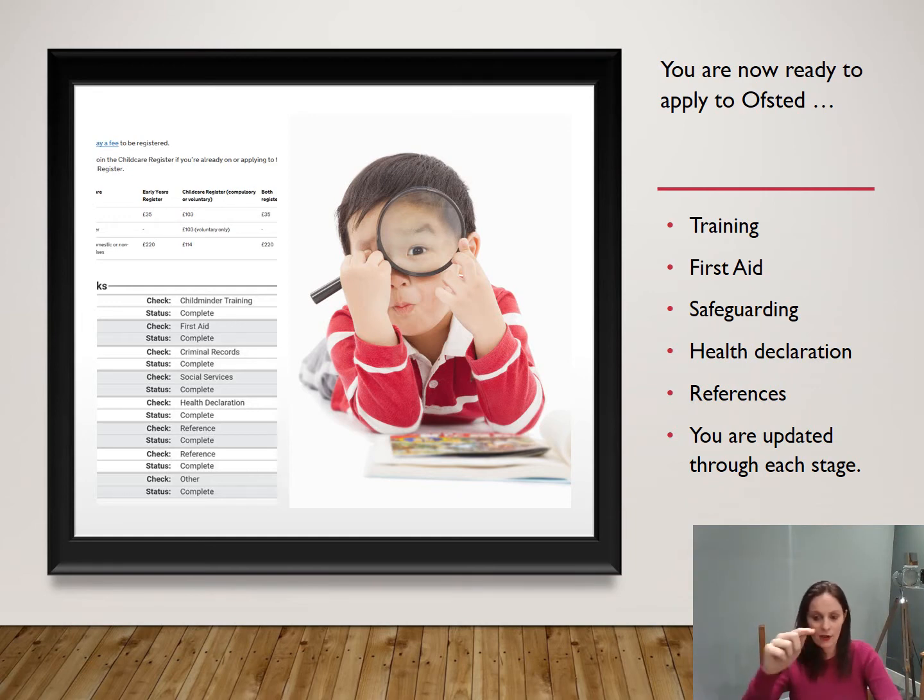So as you can see on the screen, you get a check status, and this will just take you through the process. There is a fee to pay, of course, to Ofsted, and it shows you what the early years register is, which is £35. And the childcare register, compulsory or voluntary, is £103, and both registers £35. So it's worth looking at those fees as well, making sure that it's financially viable.